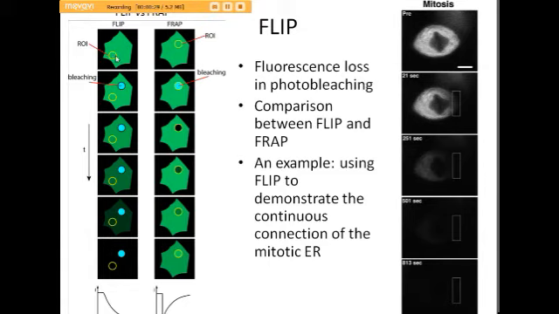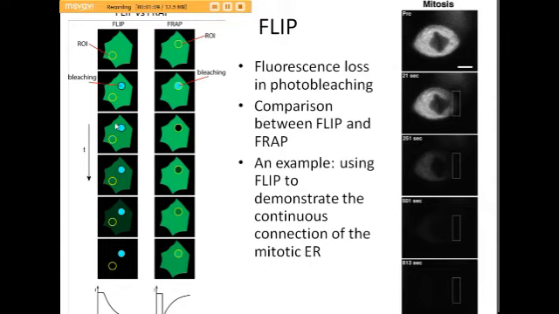For FLIP, we photobleach one area, while we monitor another area, which is different from the photobleached area. This is the ROI we monitor, and this is the ROI we photobleach. By the way, similar to FRAP, FLIP is also performed using a laser scanning confocal microscope. We keep on photobleaching this region, and simultaneously we continuously image the whole cell and monitor the intensity within this ROI.